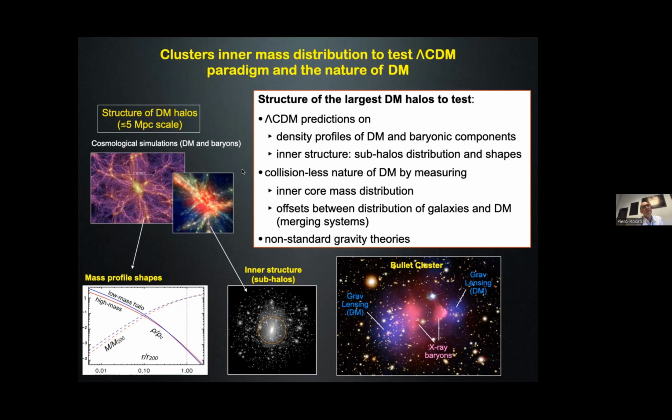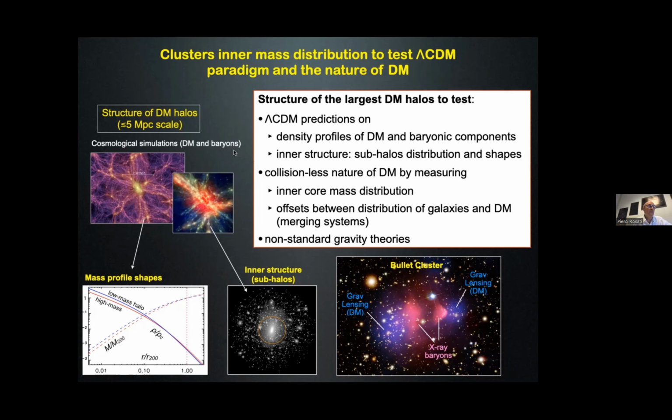And also, although indirectly, study the collisionless nature of dark matter, as Carlos already alluded to, in studying, for example, the effect that a self-interaction cross-section can have on the inner core mass distribution, and also possible offsets between galaxies, which are collisionless, and dark matter, which in this case would behave differently from the stars. And also, with very good data, one can investigate non-standard gravity theories, again studying in detail the mass distribution in clusters.